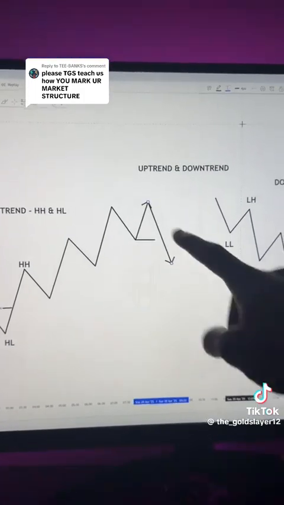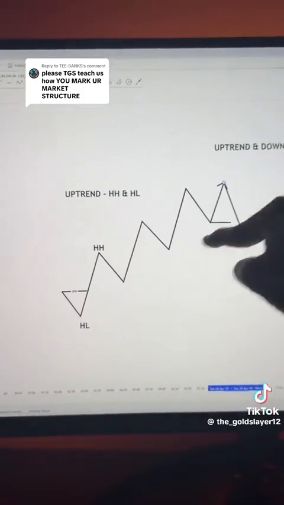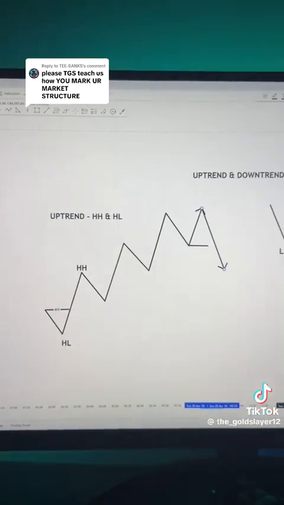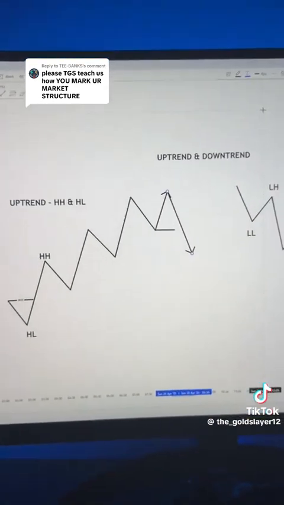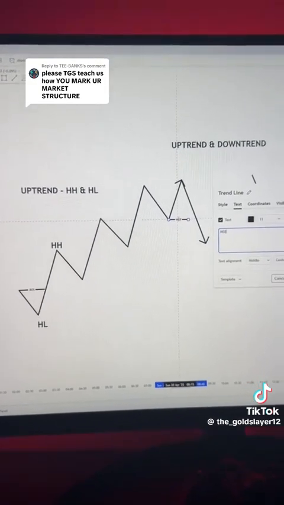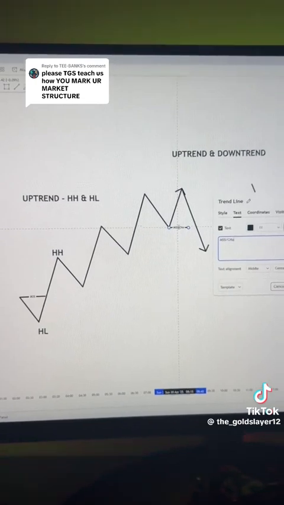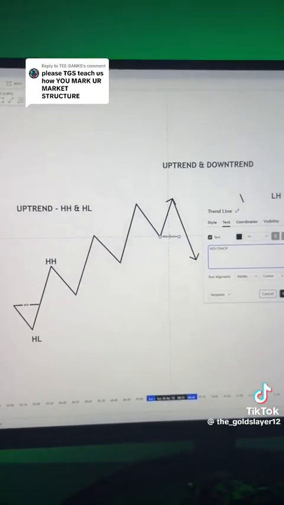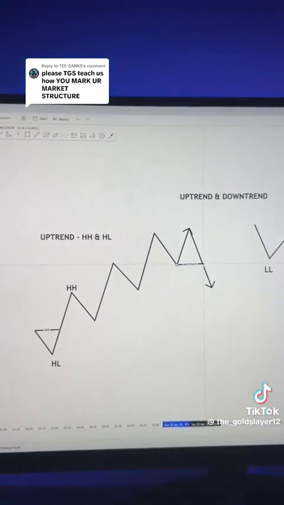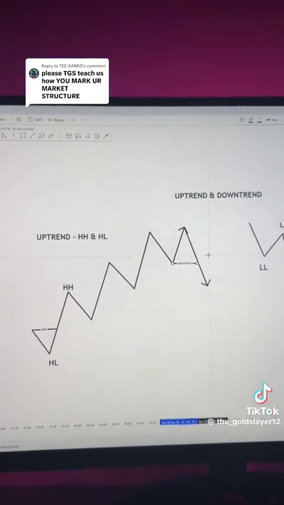If market should come and then break this low in an uptrend: if market breaks a high, break of structure; breaks a high, break of structure; breaks a high, break of structure. But when it breaks a low, we call it what? Change of character or market structure shift. I personally call it market structure shift though. Change of character. Yes. So this is how it looks.